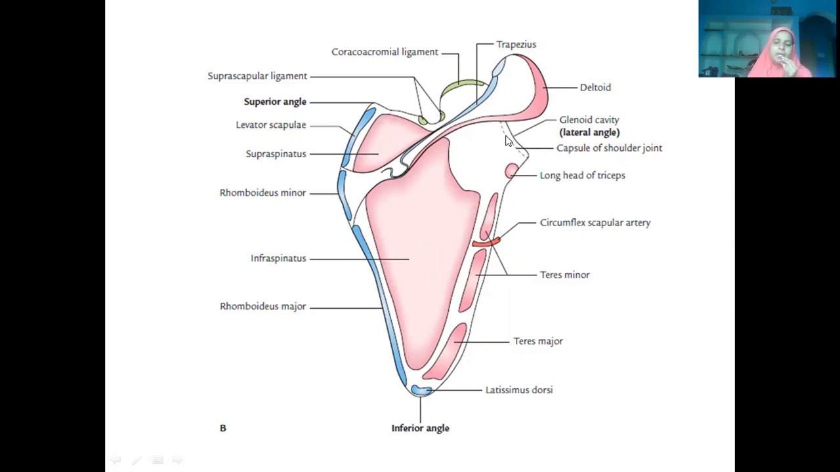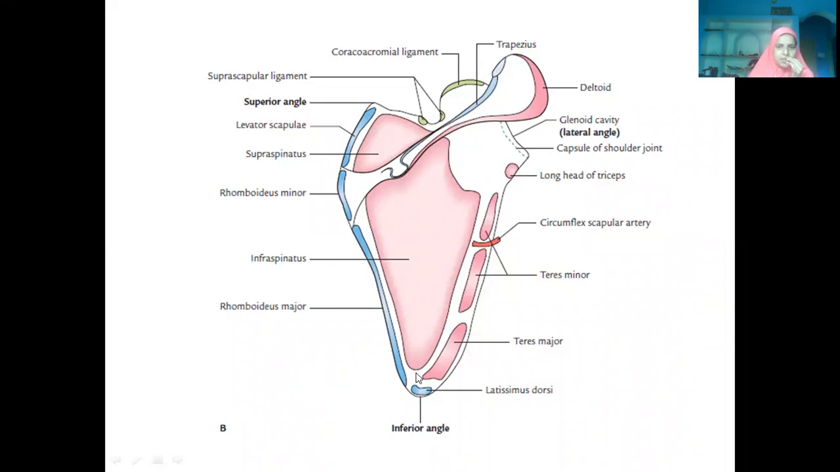Anywhere, the margins of any joint will give attachment to the capsule. At the sternal end and at the acromial end, the capsule of the joint is attached. Similarly here, you are finding the capsule of the shoulder joint is attached along the margins of the glenoid cavity. This point will be repeated when we discuss the shoulder joint.